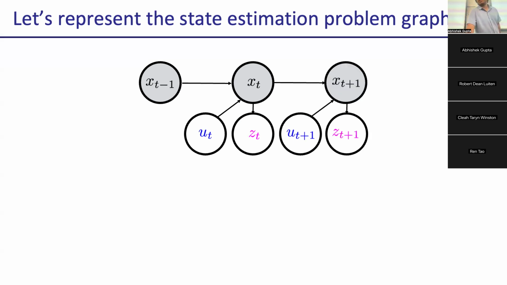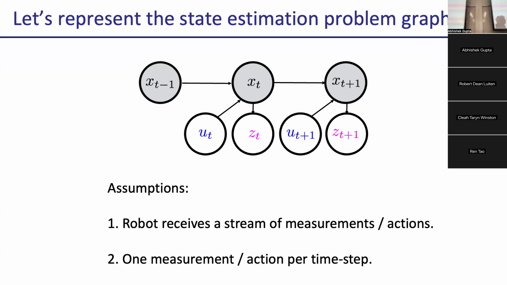You'll get another measurement, and this whole process repeats, right? Your assumption is that your robot will receive a stream of measurements and actions, and you're only going to get one measurement and action per time step. If you have multiple measurements, they're all going to be within that same ZT, like for instance when you have multiple sensors. For now, we're going to keep them in the same ZT.